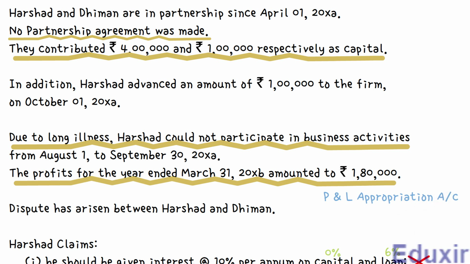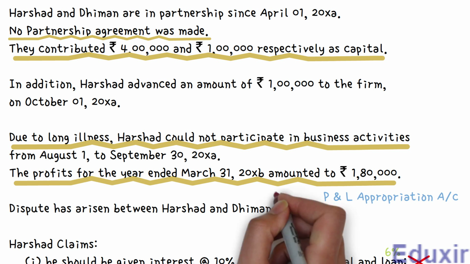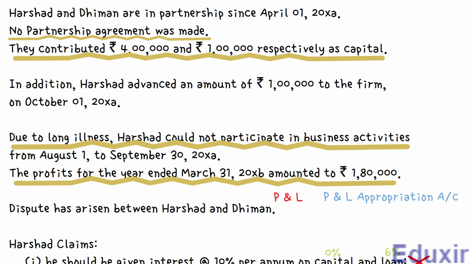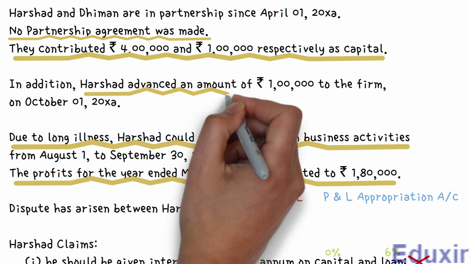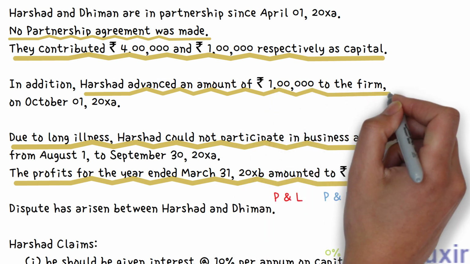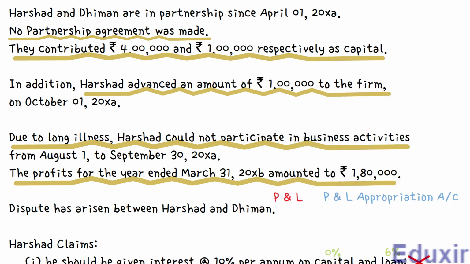At the same time, as we are transferring this profit out of the profit and loss account, we should debit the profit and loss account. But before we proceed, there is one thing that we should consider. It is given in the problem that the partner Harshad provided a loan amount of 1 lakh rupees to the firm. So we should calculate the interest on this loan and charge it against the profit. In other words, we should subtract this interest on loan from the profit amount. Only then the remaining amount should be distributed among the partners.